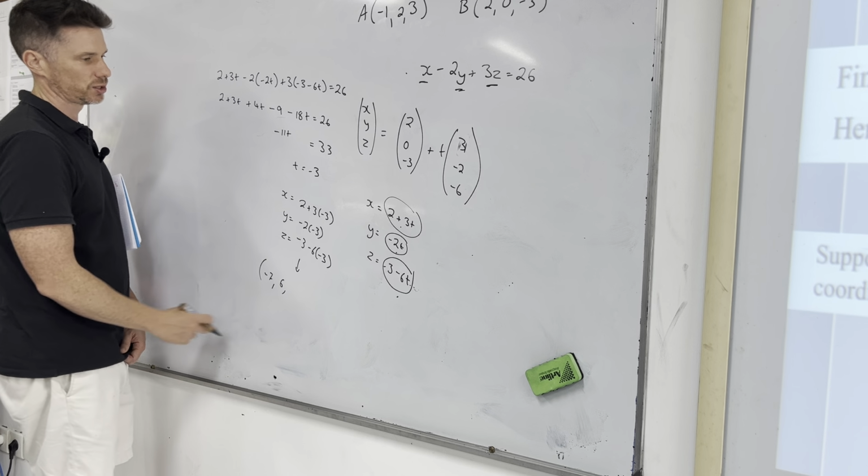So if you have it in an equation in parametric form, you can just substitute it into the equation of the plane and find out at what point along the line it goes through. Because at some stage it will go through. We just have to find out where.